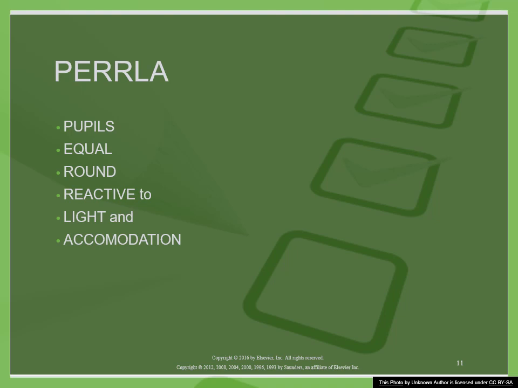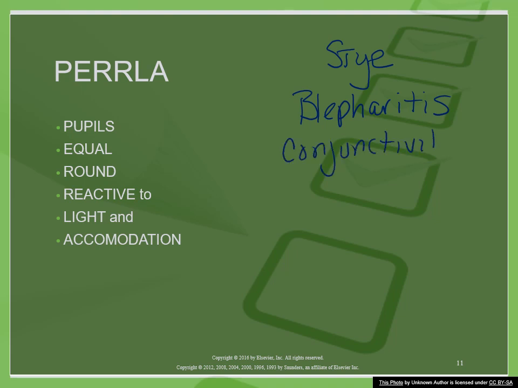As you're examining the eyes, some other things that you want to look for would be a hordeolum or a sty. You can review these in your abnormals in your book. Blepharitis, conjunctivitis, iritis, and hyphema.